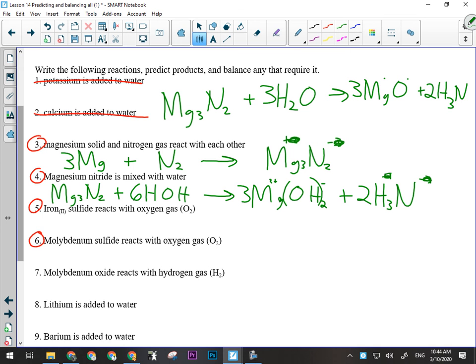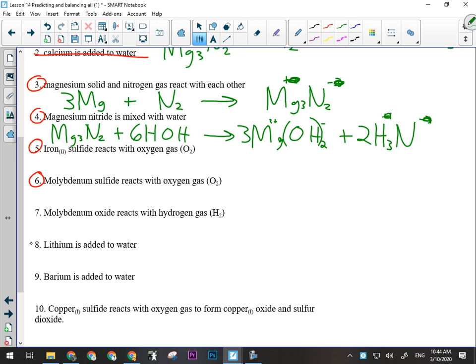How many people have done number 5? All right, so look at that one too then. I've got iron 2 sulfide. What is the Roman numeral telling me? The charge. So I've got Fe as a 2 plus with sulfide as a 2 minus, so that compound is fine, swapped and dropped that way.